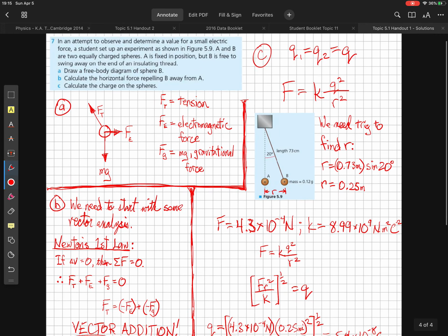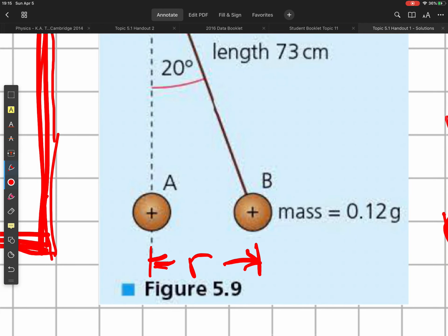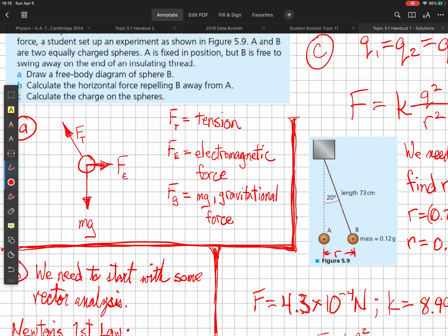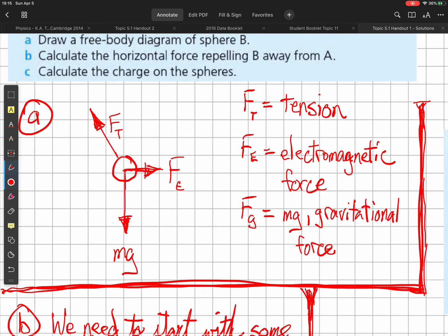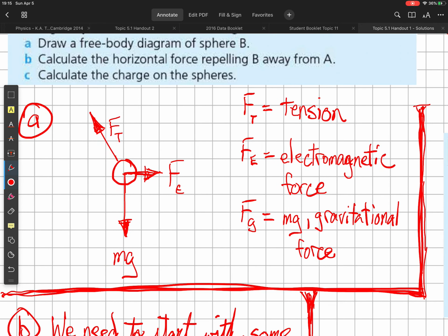All right, so let's take a look here. So first one, in an attempt to observe and determine a value for a small electric force, we've set up this experiment where you have these two charged spheres, okay? First, we're asked to draw a free body diagram, and they're not just making you do this for fun. You actually have to do this to solve the next parts of the problem.